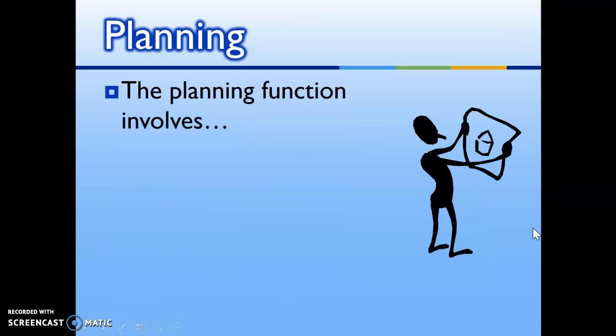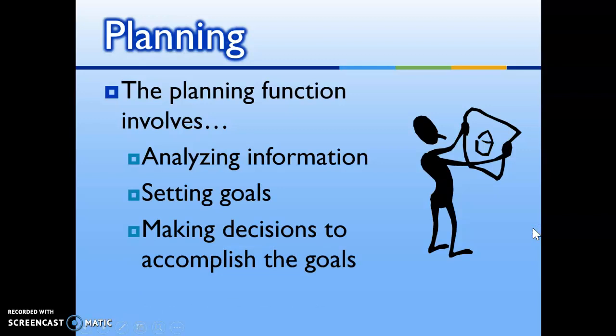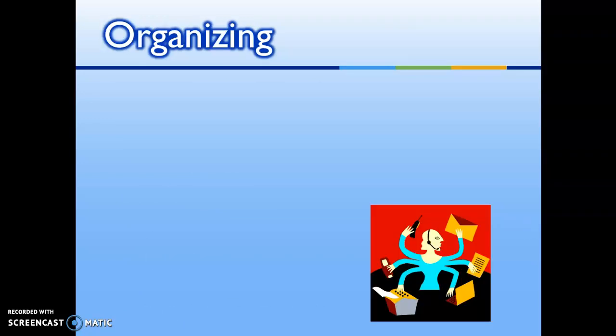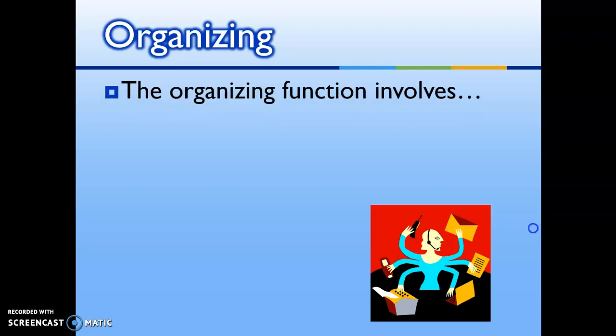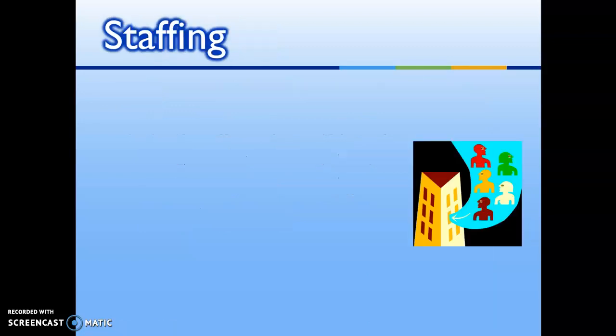So let's start out with planning. The planning function involves analyzing the information, setting the company's goals, and making decisions to accomplish the company's goals. Organizing looks at identifying the work and resources needed to achieve the goals of the business that have been set forth in the planning stage. Once we've done the planning stage and figured out where we see the company in the next few years, now we're actually going to start organizing information and resources.